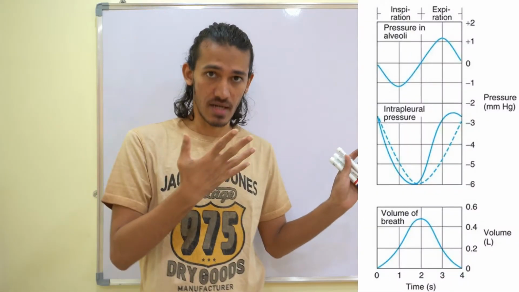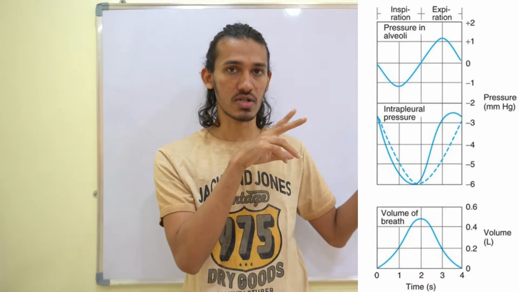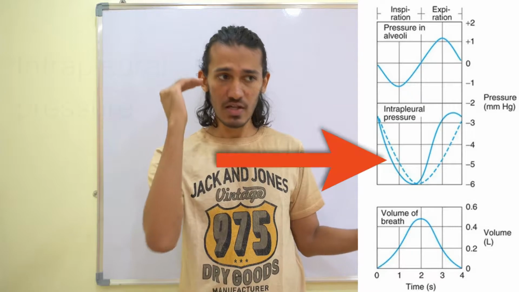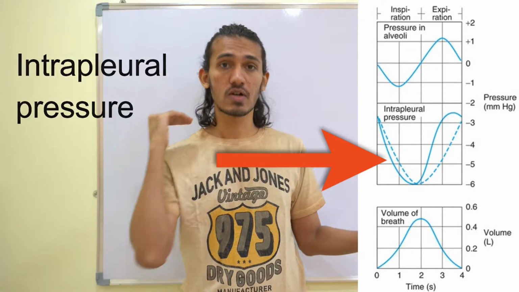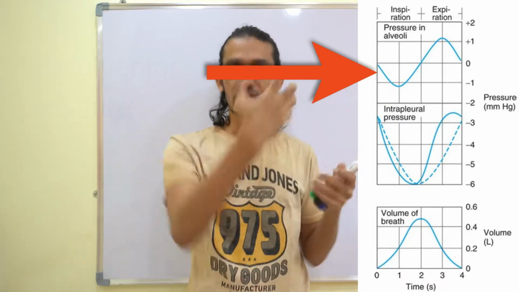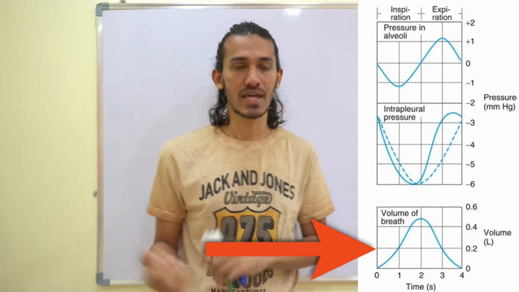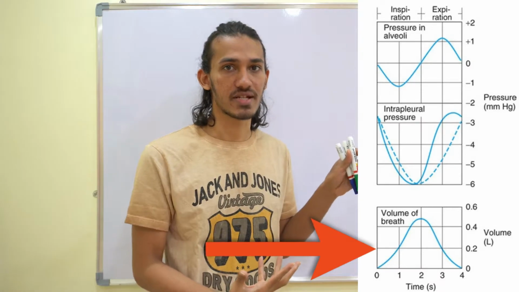So in this graph, we have two types of pressure that are mentioned over here. We got the intrapleural pressure, we got the intraalveolar pressure, and by the combination of them, there's something called the transpulmonary pressure. And the last graph is the volume change that is there.